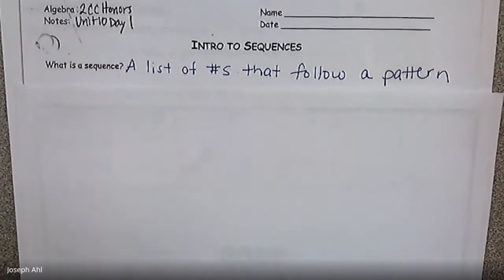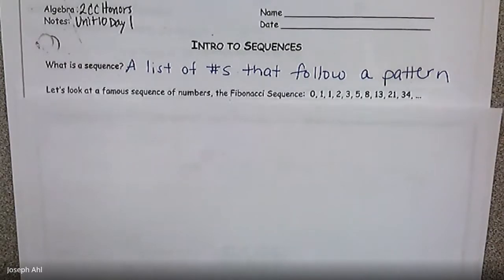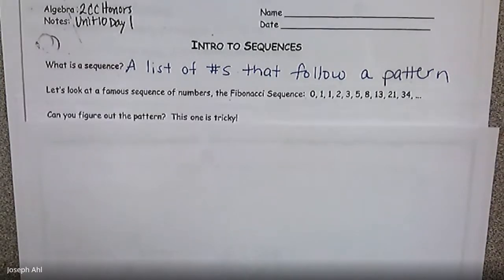And one of the most classic sequences that's pretty famous in math is something called the Fibonacci sequence. Fibonacci is a famous mathematician who was able to find patterns that exist in the world that follow this setup here. So if you look at the Fibonacci sequence, we have 0, 1, 1, 2, 3, 5, 8, 13, 21, 34. Maybe you've seen the Fibonacci sequence before, so you might be familiar with it. But my question to you is, can you figure out the pattern?